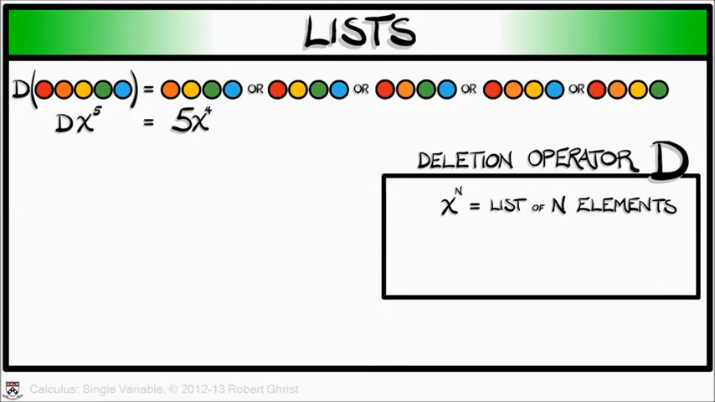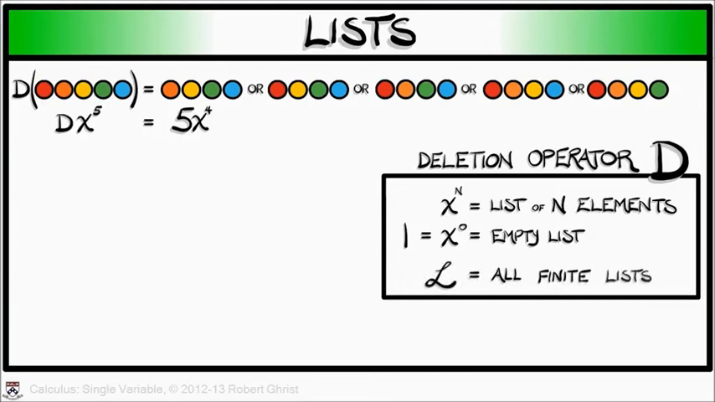So let us denote by X to the N a list of N elements. What would X to the 0 be? Oh, that would be an empty list. You have no items in your list. But instead of calling that X to the 0, let's call it 1, like it ought to be. And consider the collection of all finite lists. We'll call that L. Let's do some calculus.